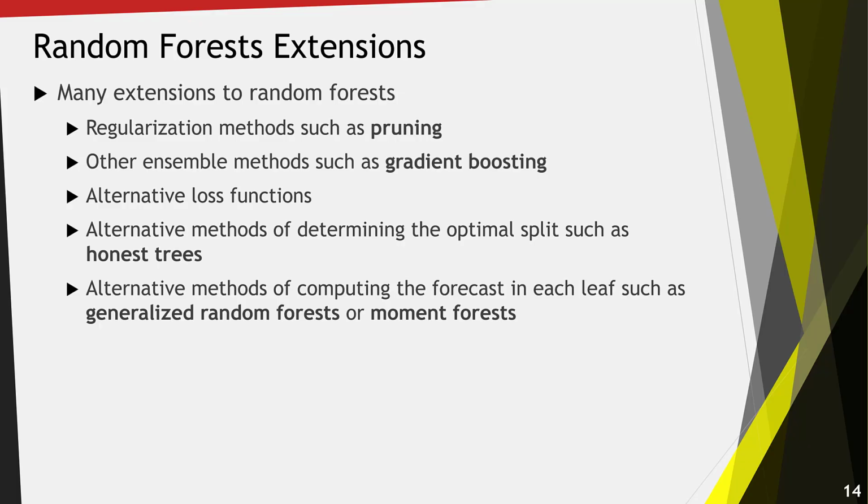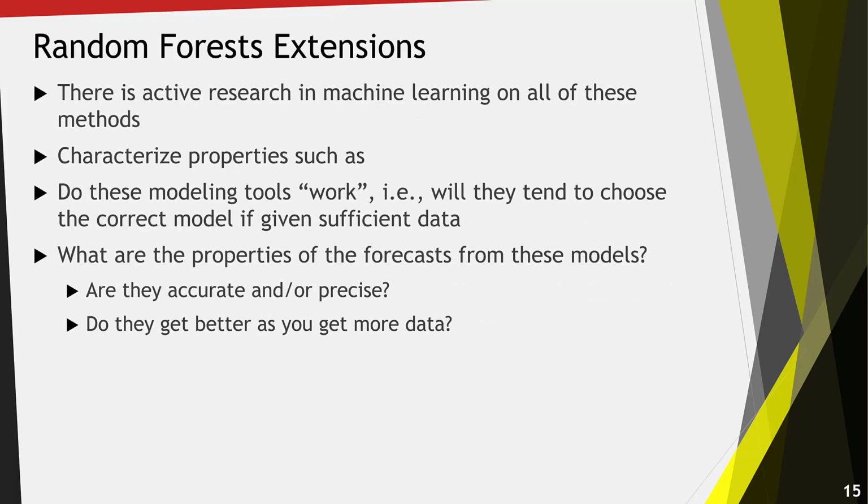They may implement alternative loss functions. There are alternative methods of determining the optimal split, such as honest trees. And there are also alternative methods of computing the forecast in each leaf, such as generalized random forests or moment forests. There's active research in the science of machine learning on all of these methods.